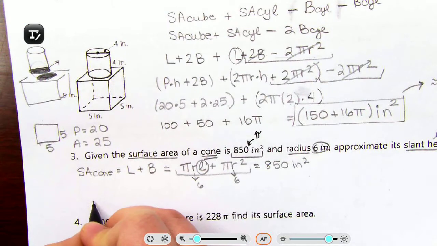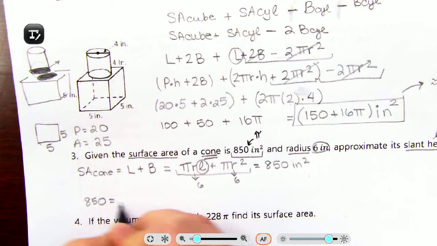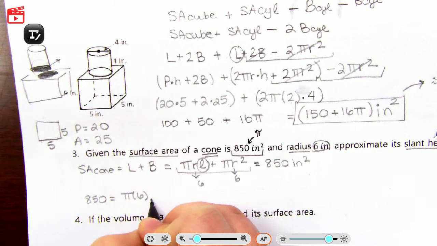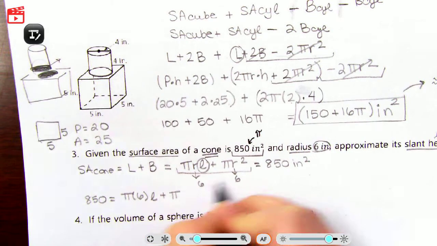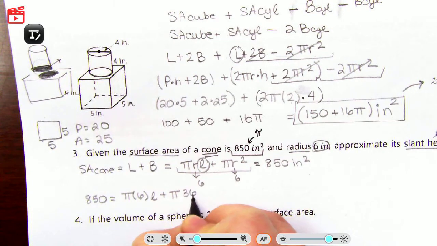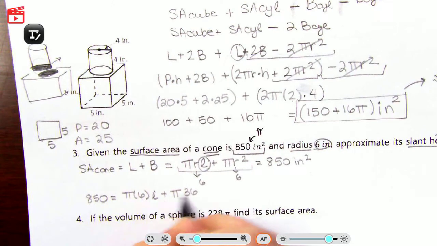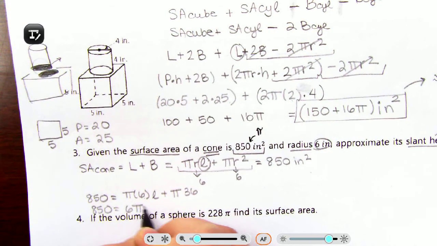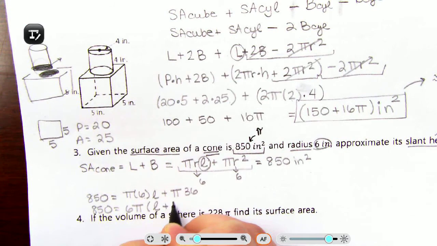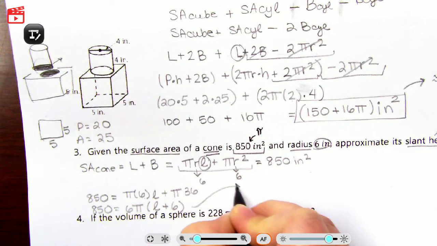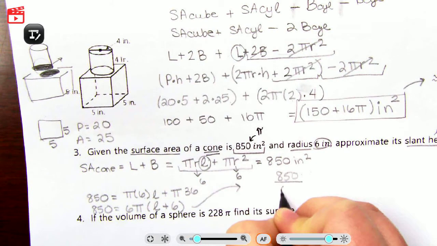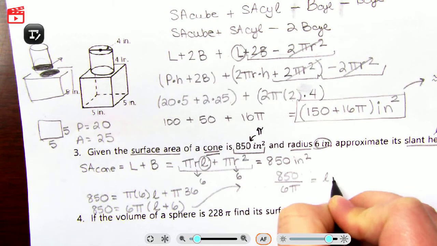So I'm going to rewrite it. I have 850 is equal to pi, I almost said r, but we know what r is. R is 6 times the slant height plus pi 6 squared, which is 36. I'm going to factor out a 6 and a pi. So I'm going to factor out 6 pi. That leaves me slant height plus 6. So then I have 850 divided by 6 pi is equal to slant height plus 6.